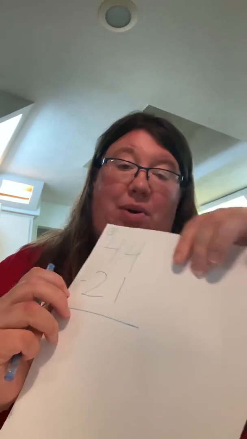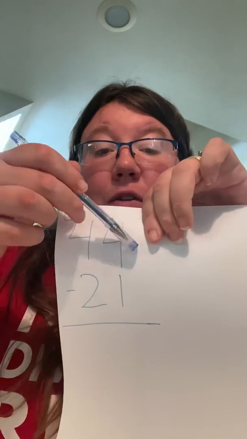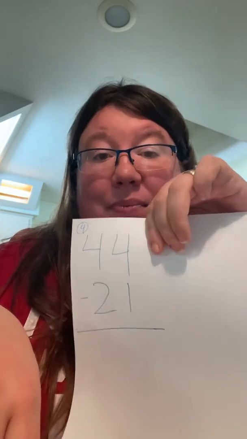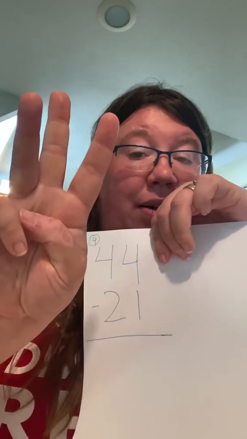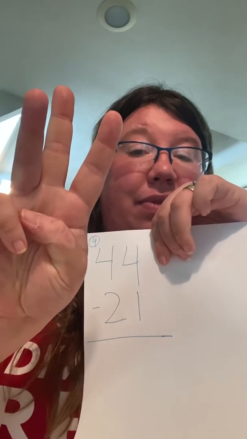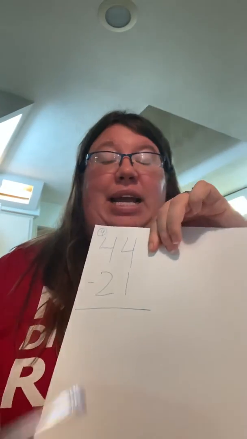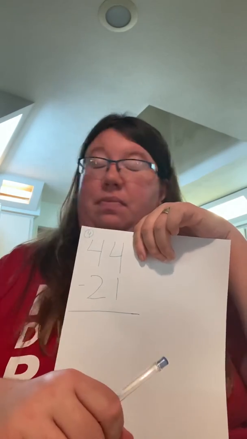We start with our ones column. 4 take away 1. Can we do that? If we have 4, can we take away 1? Sure. What do we get? We have 3. Do we need to borrow? No, we are fine.